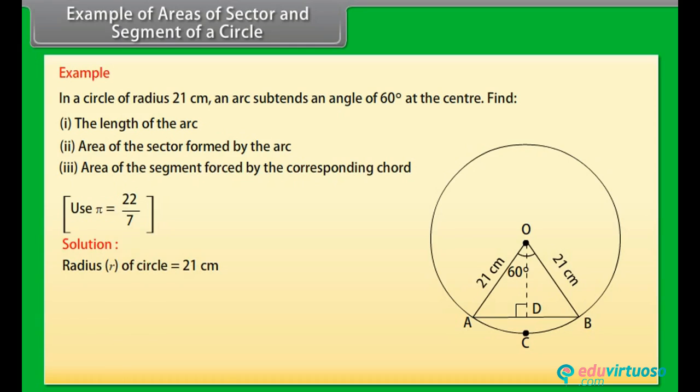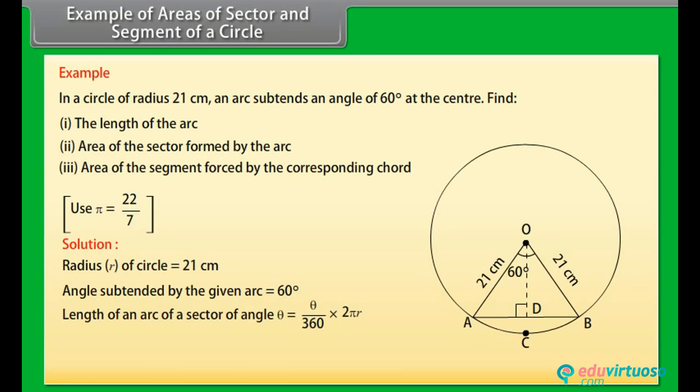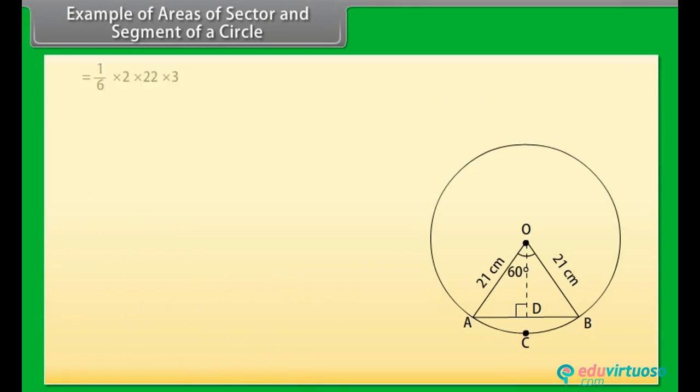Radius r of circle is equal to 21 centimeter. Angle subtended by the given arc is equal to 60 degree. We know that the length of an arc of a sector of angle theta is equal to theta upon 360 into 2 pi r. Therefore, length of arc ACB equals 22 centimeter.